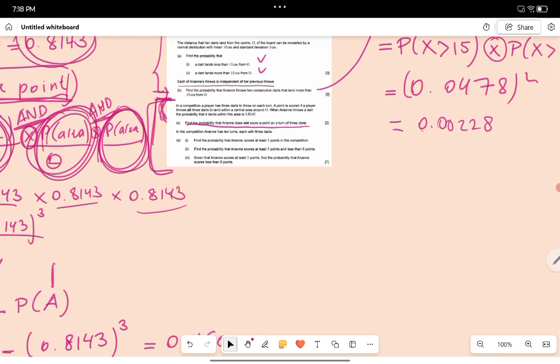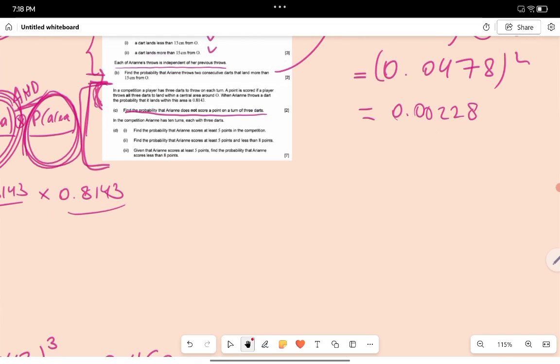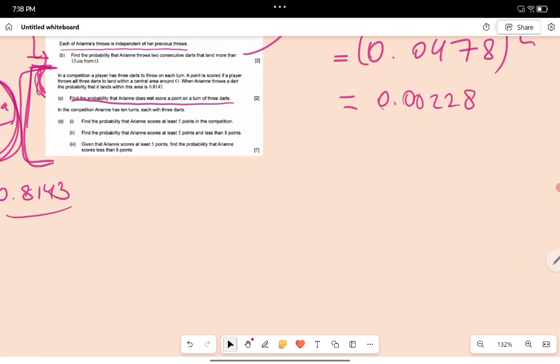Then, what's the last thing we have to do? In the competition, Arian has 10 turns. Okay, so you may sense that we're going to talk about binomial, perhaps, when they start talking about trials or a certain number of things happening. In the competition, Arian has 10 turns, each with 3 darts. So all have 3 darts.